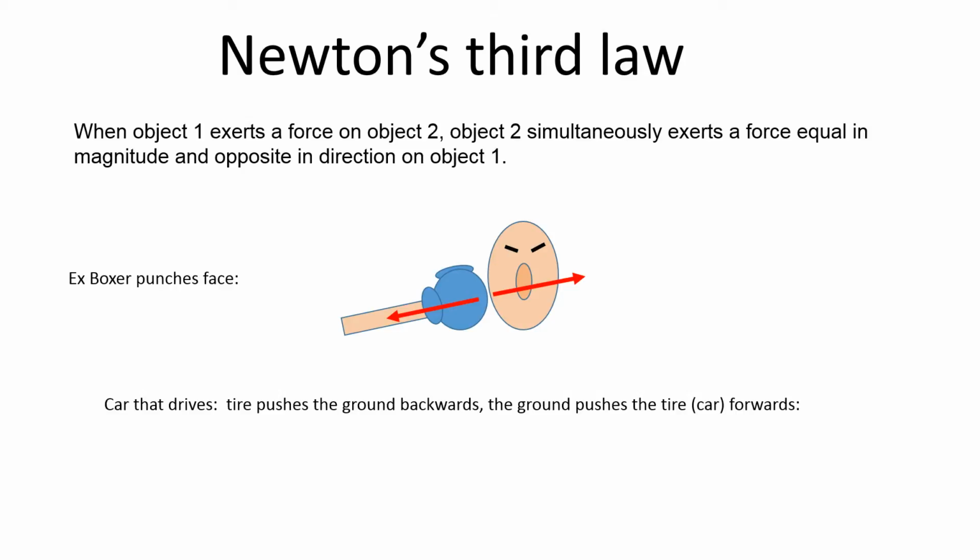A car that drives, the tire pushes the ground backwards, but of course the ground does not move, and the ground pushes the tire, or the car, resulting from this, forwards. Think about the situation on ice or in mud, and you'll realize that it's the same situation but a different effect.